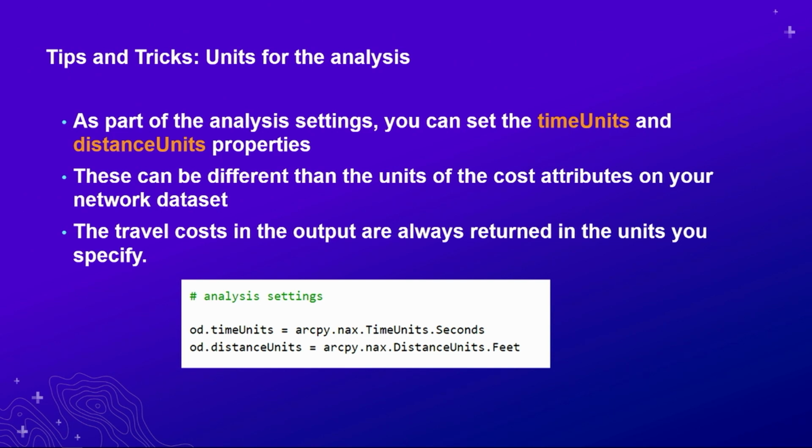First of all, unlike the old arcpy.na workflows, arcpy.nax gives you control over the units that your results are reported in. You can use the time units or distance units properties to specify which units you want. Behind the scenes, Network Analyst calculates the results using the impedance attribute associated with the travel mode that you selected, but then it converts the units of that impedance attribute into your desired output units before reporting the results to you. And you saw this in one of Max's previous demos.